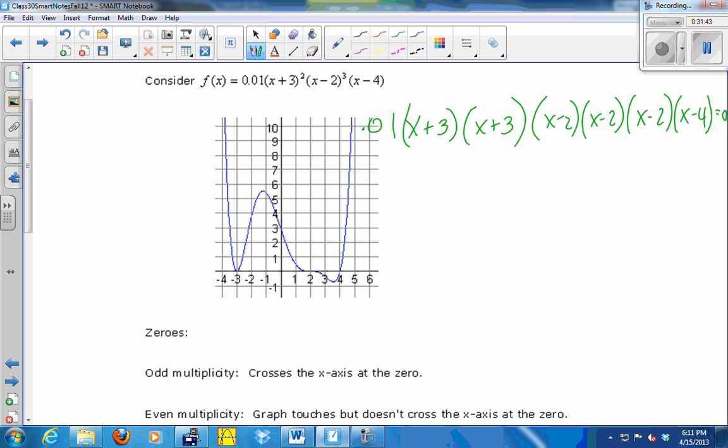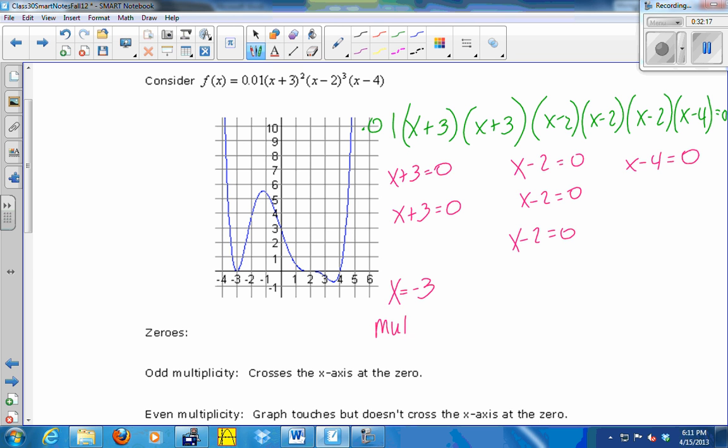And then when you're solving something like this, you take each factor and set it to 0. So I would set x plus 3 equal to 0 twice, and I would set x minus 2 equal to 0 3 times, and x minus 4 equal to 0 once. So that means x equals negative 3 is a 0 of multiplicity 2, because I had two equations that when I solved them, I got x equals negative 3.